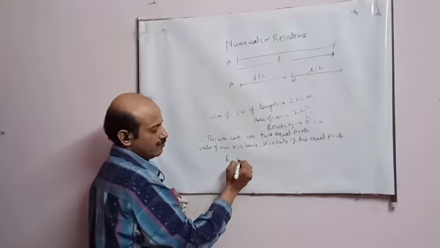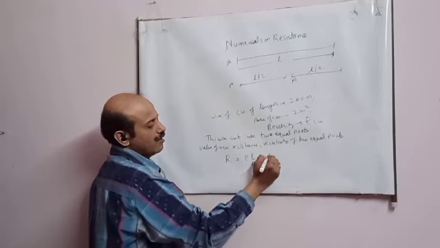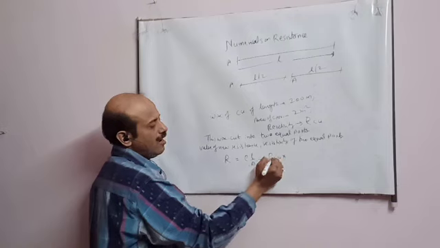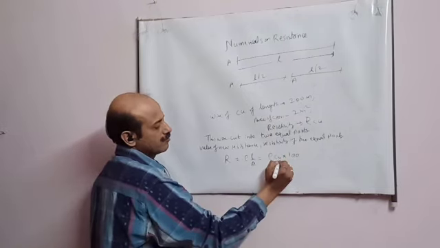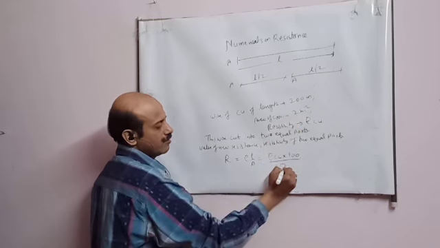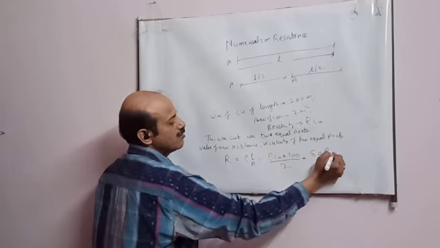See, the formula is rho L by A. Rho is rho copper. L, half of this, 100. A is the same, student. So resistance will become 50 rho Cu.